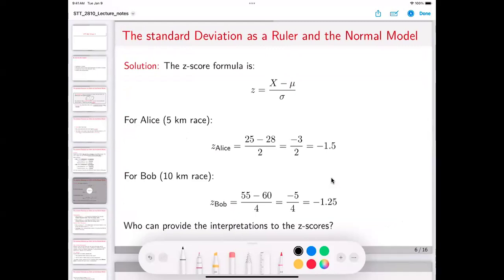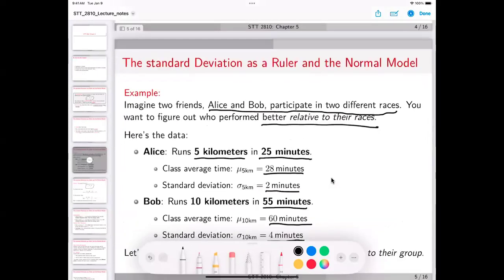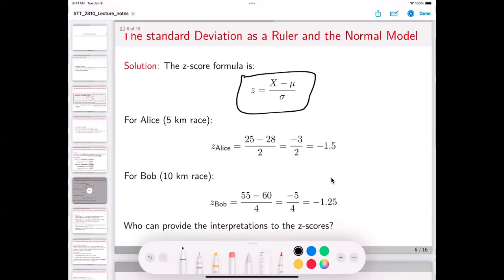So when we do that, this is the z-score formula here. And remember, you were given the average and then a standard deviation for each of them. You see the mean for Alice, standard deviation for Alice. Mean for Bob, standard deviation for Bob. So then applying that, you can see the z-score for Alice is negative 1.5. And then the z-score for Bob is negative 1.25.